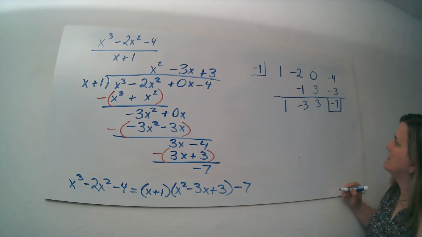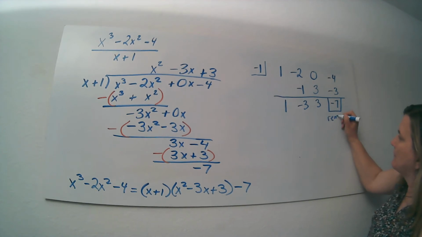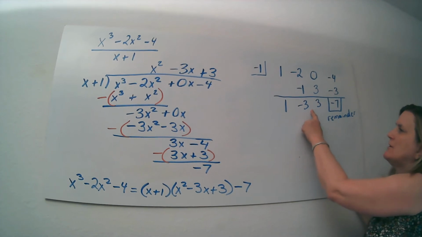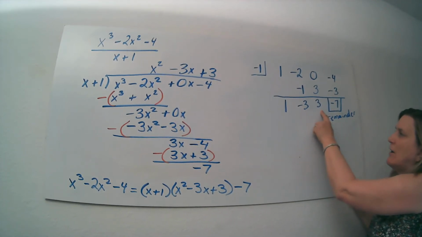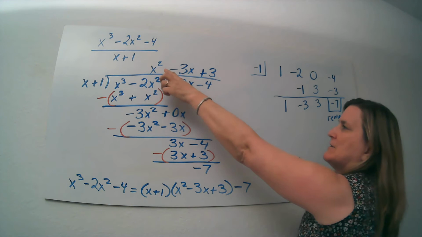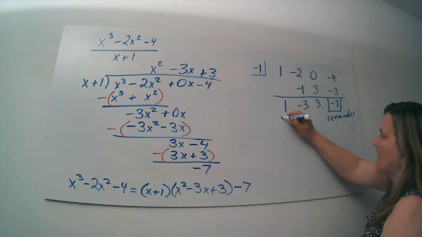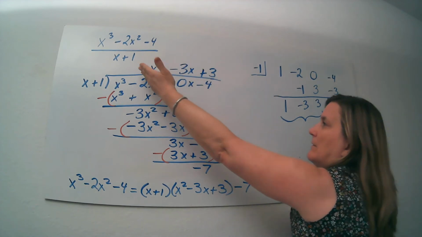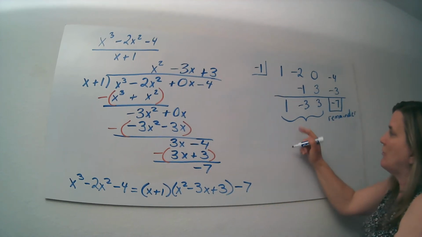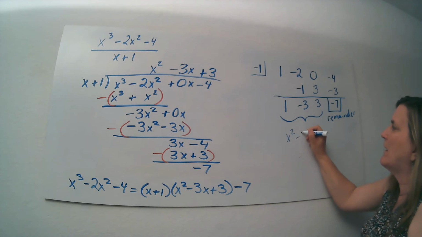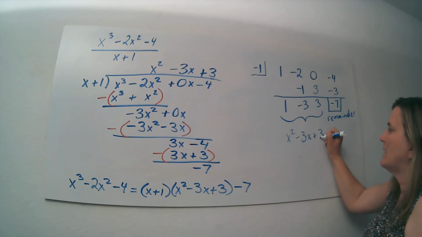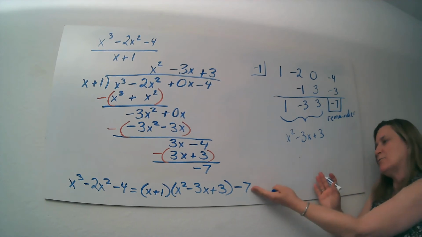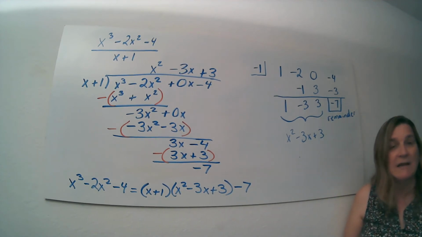The remainder is right here. And the coefficients of the quotient are right here. Compare to this quotient. So these are the coefficients of the quotient, so you could interpret that as x squared minus 3x plus 3. And present your answer much like we did over here. But let's do another problem.